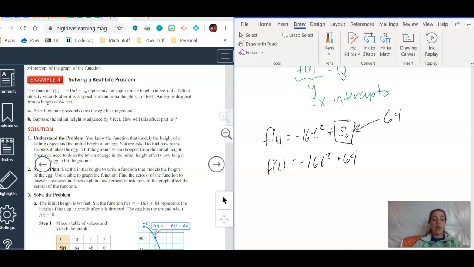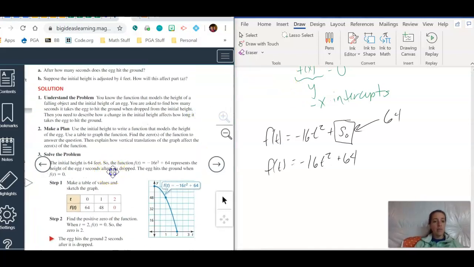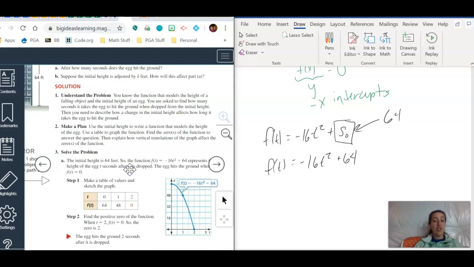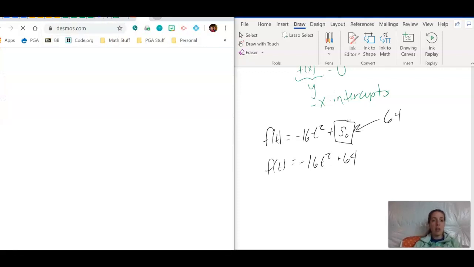So I'm asked after how many seconds does the egg hit the ground? So what we've done here right now, and you'll get a totally different way to do this pretty soon, which you already kind of know how to do from our last unit, is make a table of values and sketch the graph. Or you could use Desmos and graph this. Okay, let me see if I can pull up Desmos. Yes, I have too many tabs open, I'm aware.